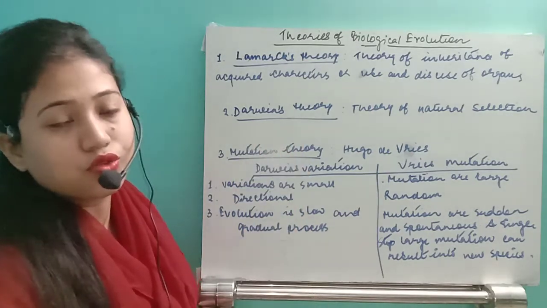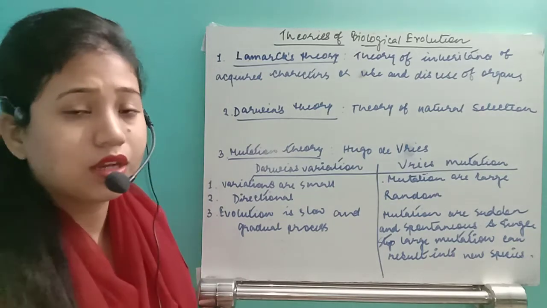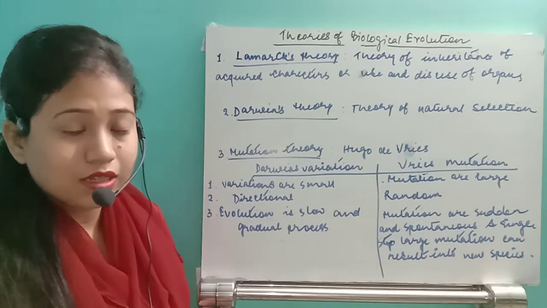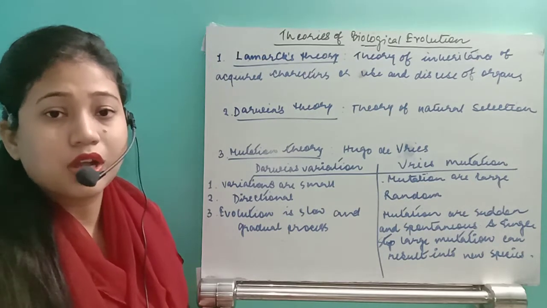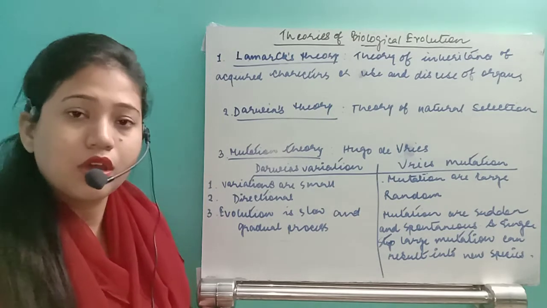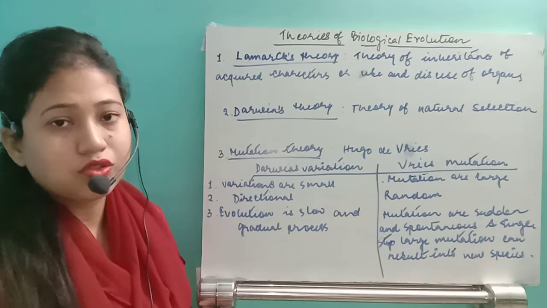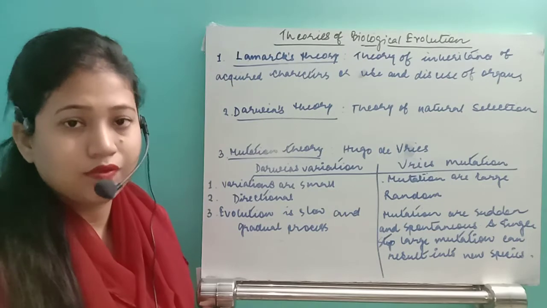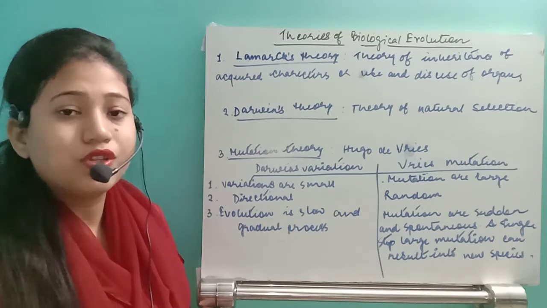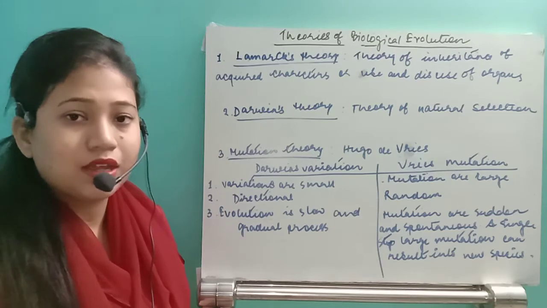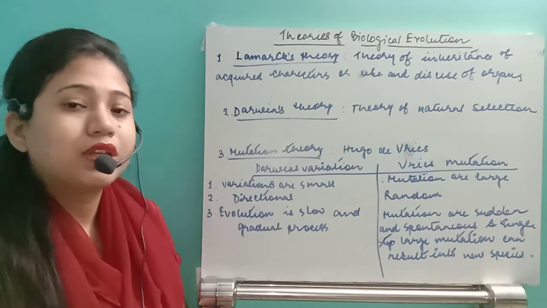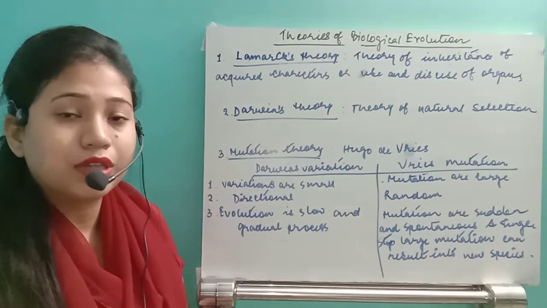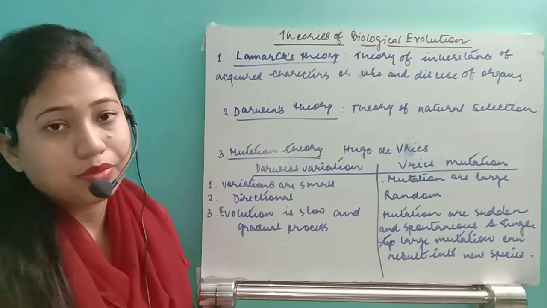Lamarck's theory is also known as the theory of inheritance of acquired characters or use and disuse of organs. According to him, if an organ is used continuously in an organism's lifetime, these changes pass on to the next generation, and the next generation develops characters already developed in their parents. Lamarck gave the example of the giraffe.